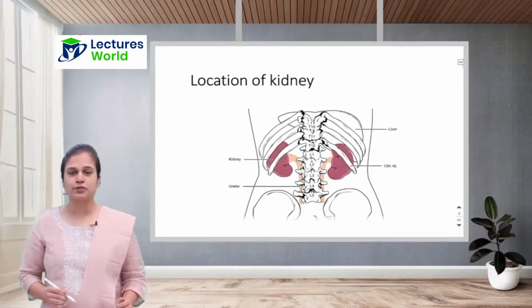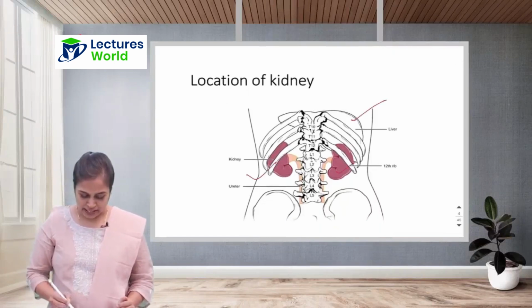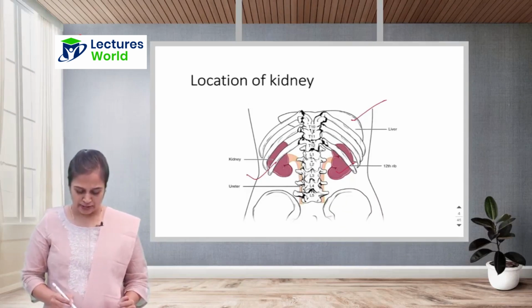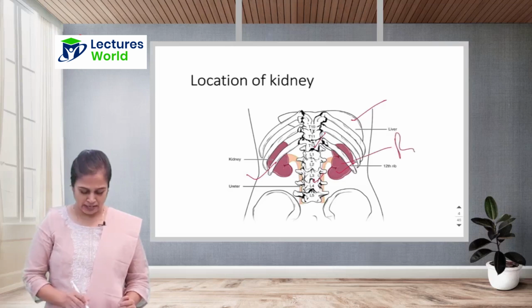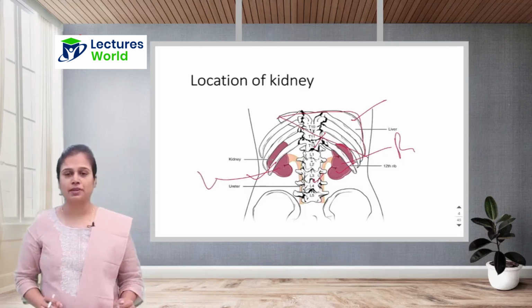So in the image you can see this is the liver, this is the right kidney and this is the left kidney. As I told you, the kidney extends from T12, that is thoracic 12 vertebra, to lumbar 3rd vertebra, and the right kidney is slightly lower than the left kidney. Why? Because of the presence of this liver. So this is about the location of the kidney.